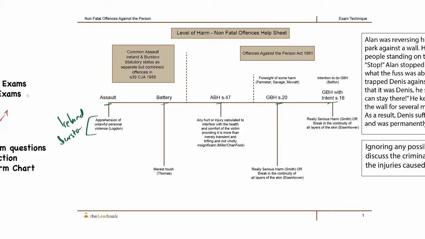And I'm just going to talk about the statutory provision around assault and battery in a moment. But essentially, assault is about apprehension or expectation. So this means no touching. It's about what somebody apprehends or expects. For battery, the level of harm is the merest touch, and that definition is contained within Thomas.